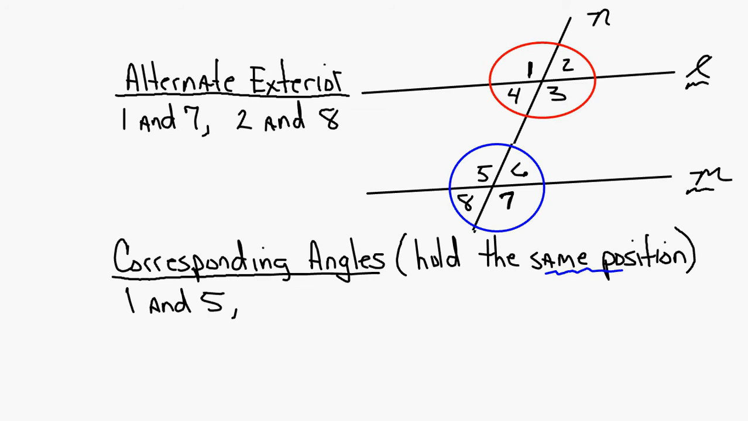So what angle corresponds to 2? 6. Very good. 2 and 6 are corresponding. Somebody give me another pair of corresponding angles. 3 and 7. Very good. So 3 and 7 are a pair of corresponding. And then what's the last pair of corresponding angles in that picture? 4 and 8. Very good.